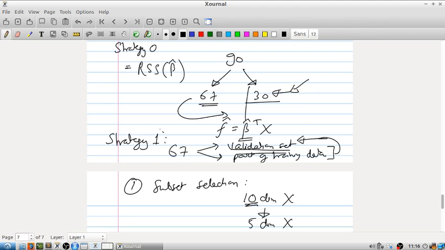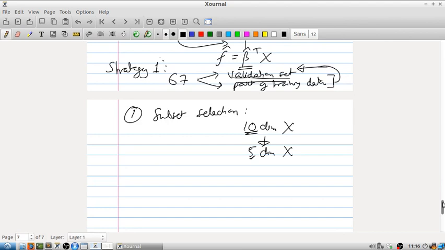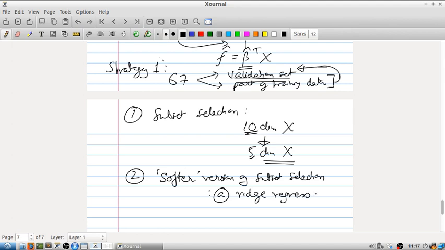So this is our raw input variables. We want to have only 5 input variables relevant to us. I just said a random number, but we'll figure out how to pick the input variables that are relevant to our prediction. The second thing we can do is, this seems like a really sharp cutoff. I'm dropping a bunch of variables, coordinates that I've already measured. So maybe we can do some sort of a softer version of subset selection. The first method is called ridge regression, and the second method is called lasso.